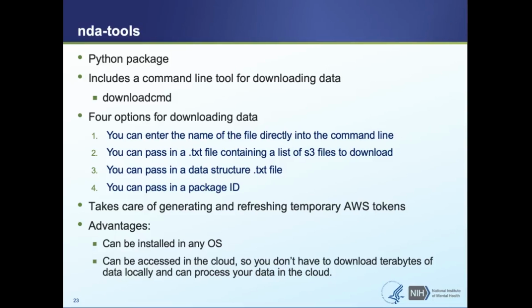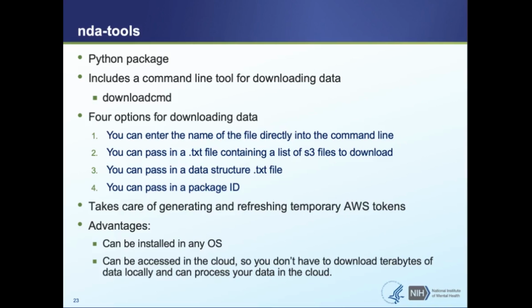nda-tools is an easy-to-install Python package that will allow you to download the data using command line arguments and will take care of generating and refreshing your temporary tokens. To install, open up a terminal or command prompt. You should verify you have a version of Python and pip installed on your machine. Then simply run pip install nda-tools to install the latest version of the package. You can also clone a copy from our GitHub page and install from there.